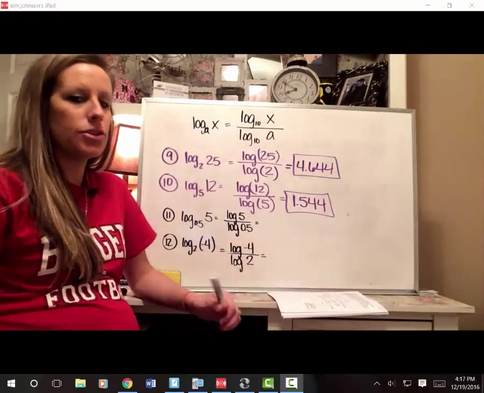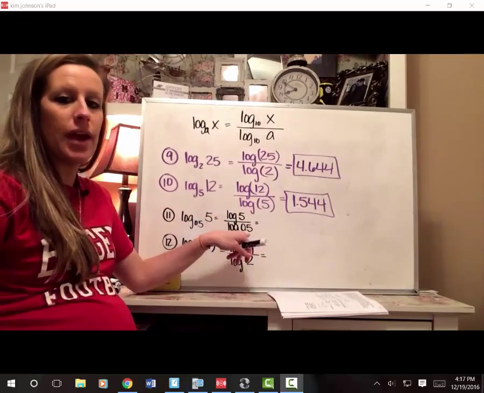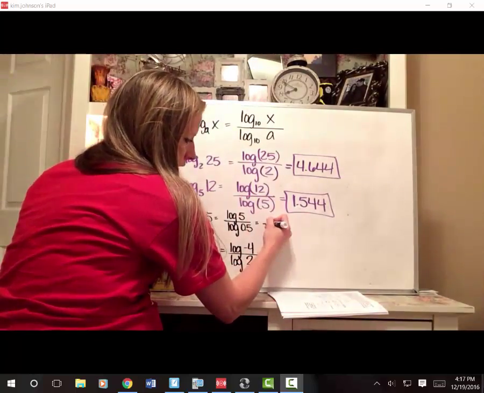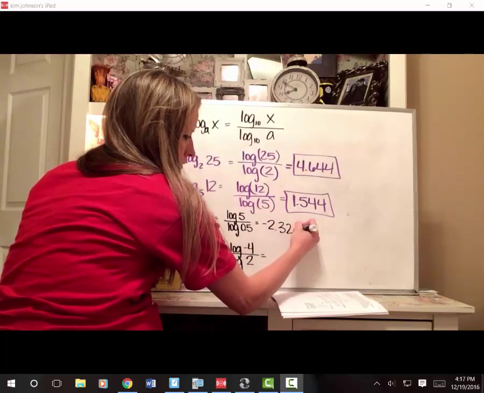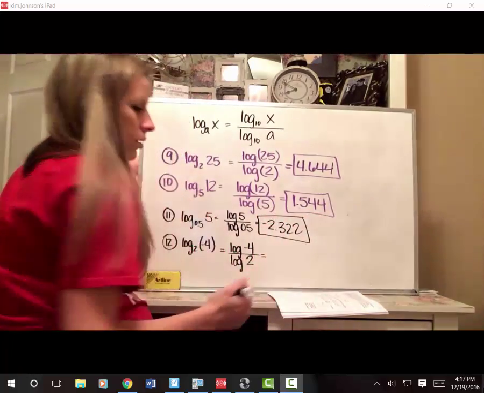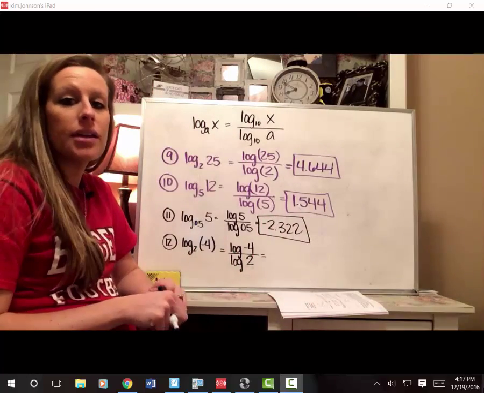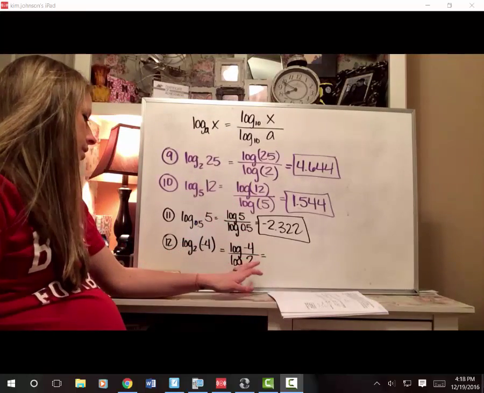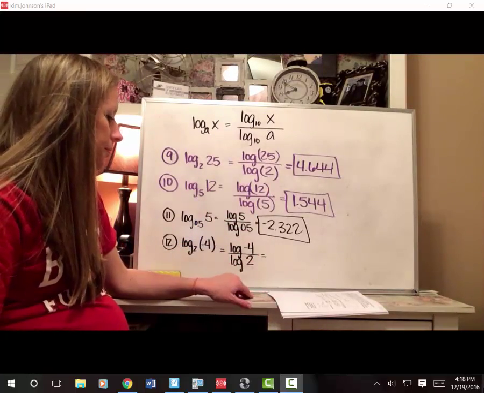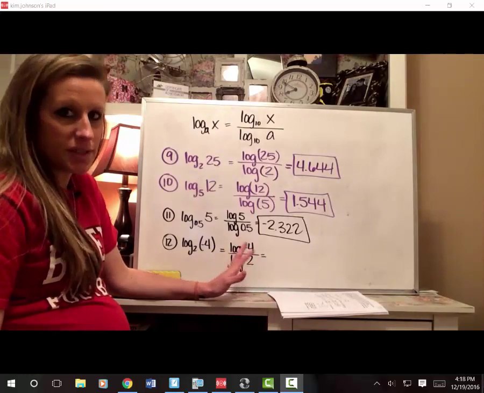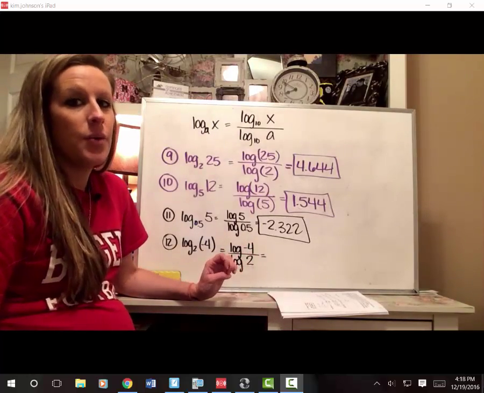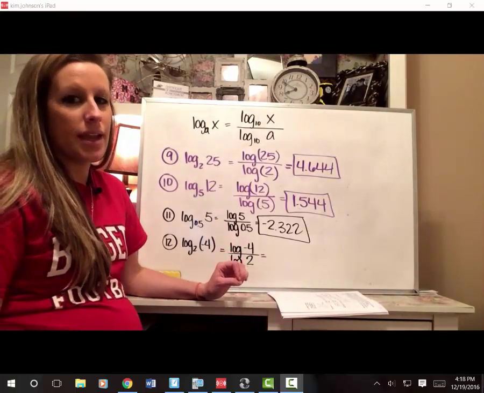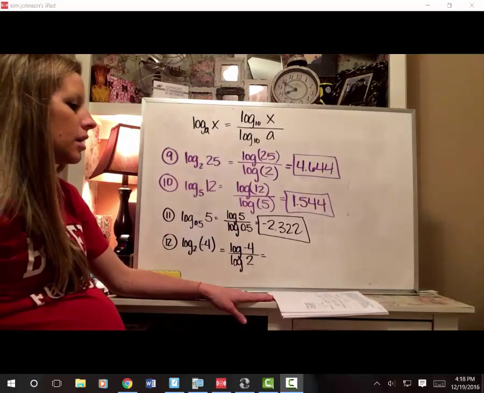Okay, on number 11, you should have put in log of 5 divided by log of 0.5. And if you round to 3 decimal places, you get negative 2.322. Okay, so you can get a negative number whenever you evaluate logs. That's fine. Now, number 12, this one's different. You should have gotten an error whenever you punch this in. You cannot take a log of a negative number.